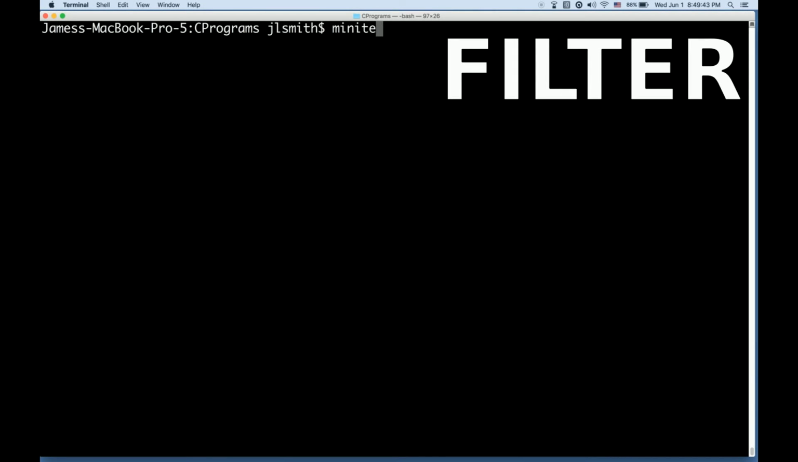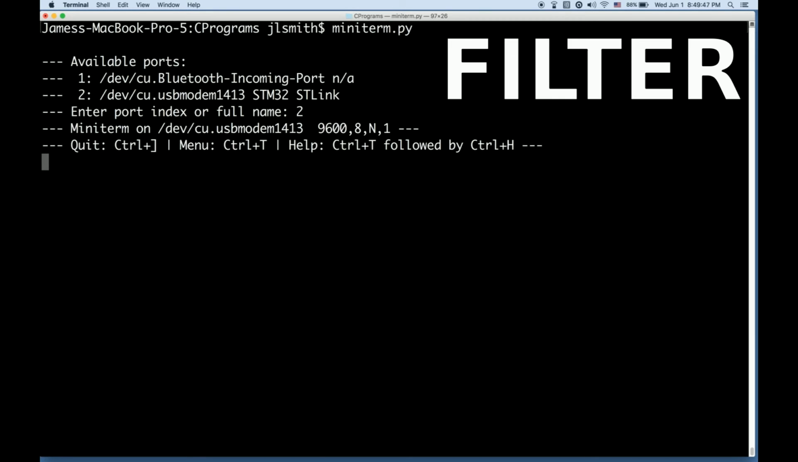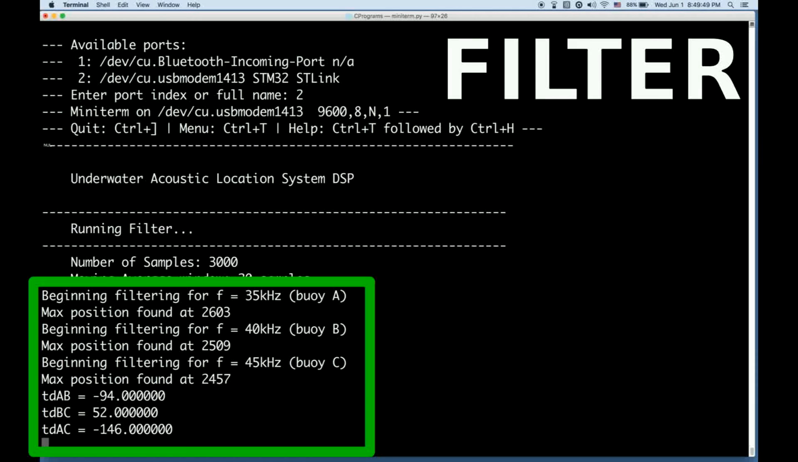Next, we will show a demo of our filter. Here, the filter is shown calculating the time difference of arrival of a signal that was hard-coded onto the Nucleo board. This filter would be applied to the ADC output as described before in a final product.